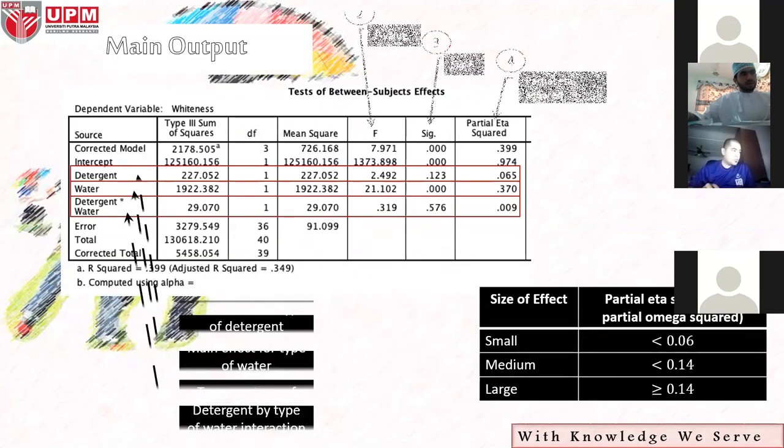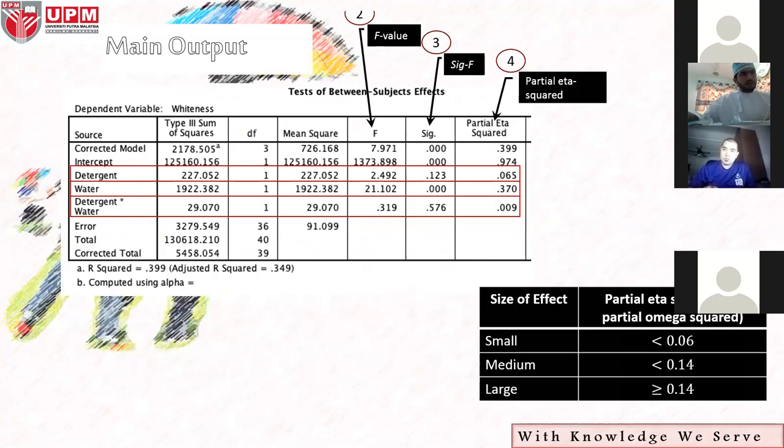Okay, and then this is the main output. I thought last time I already explained about this table. In this table, the first thing is, kenapa dia start dengan nombor 2?